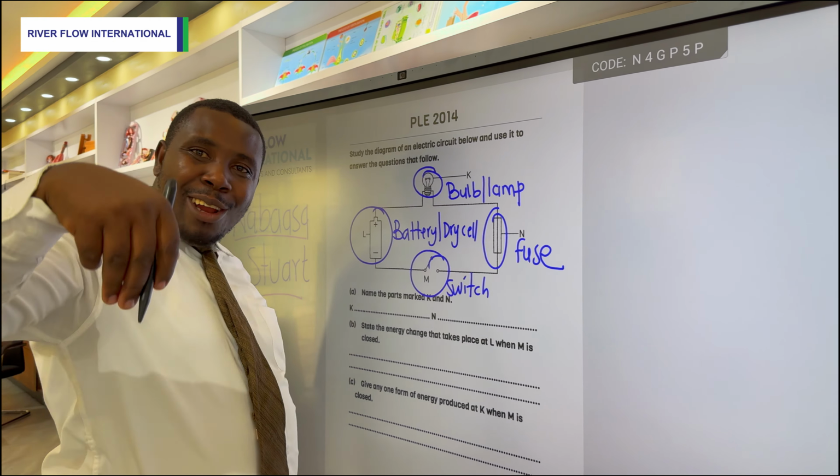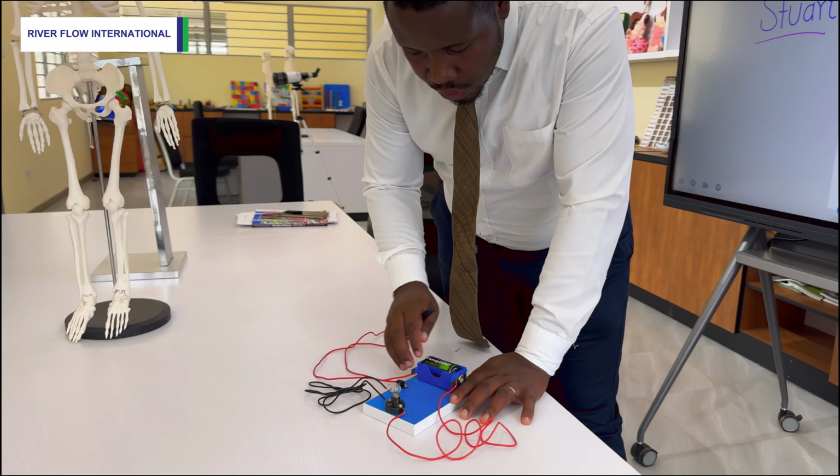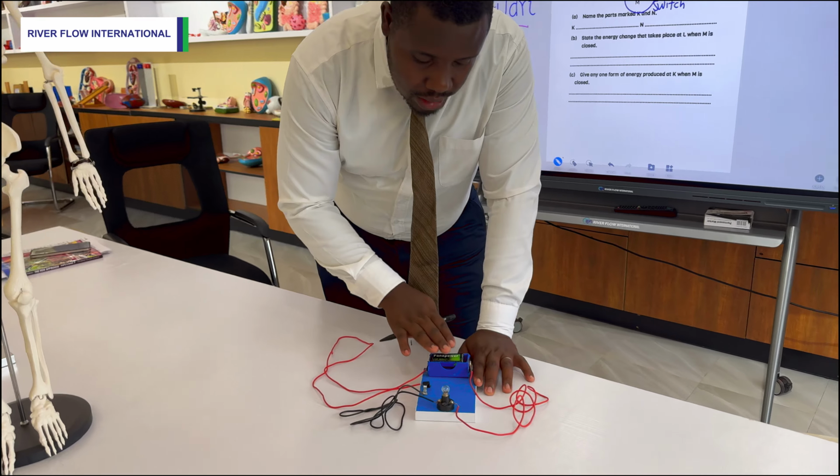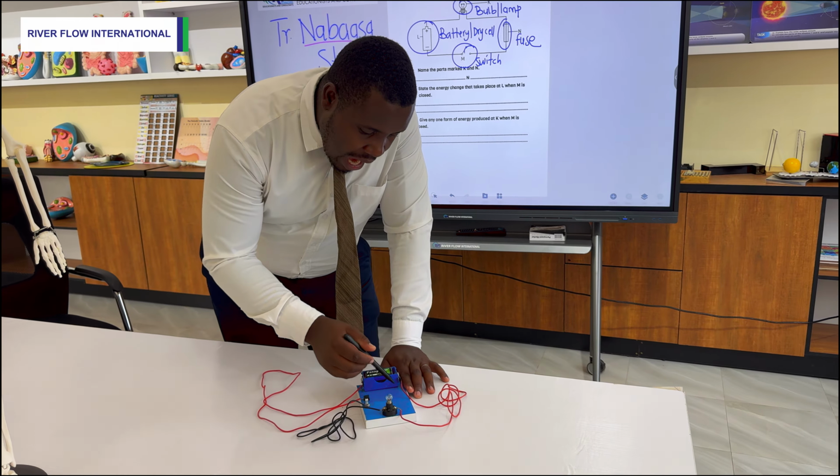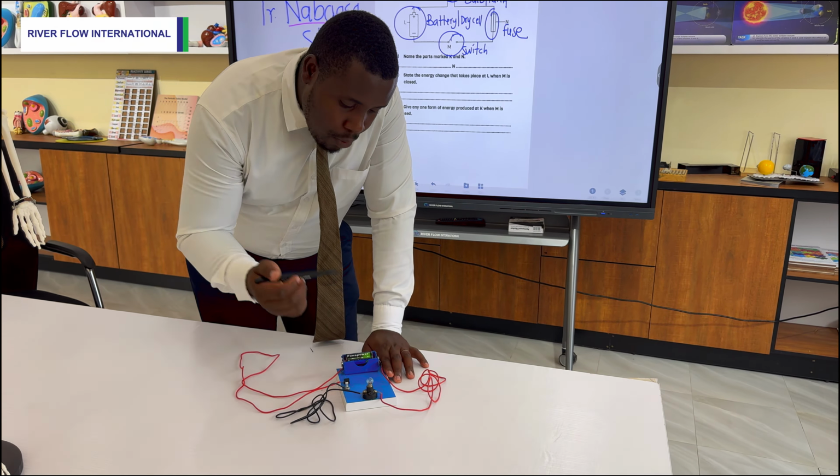Now we can go into the book. Let me first show you here practically. So this is an electric circuit. Only that this one is a simple electric circuit, and I should have added a fuse here. But I don't have a fuse.